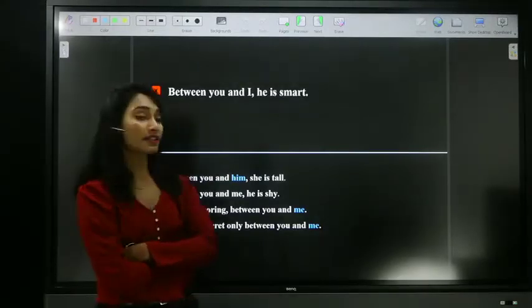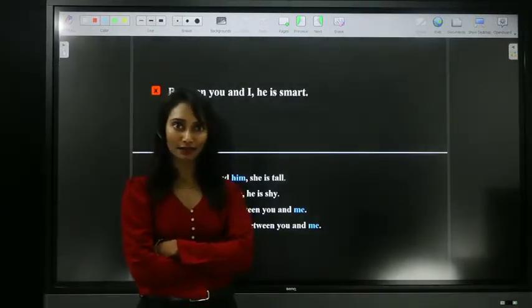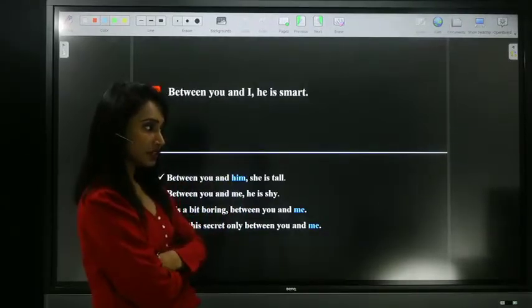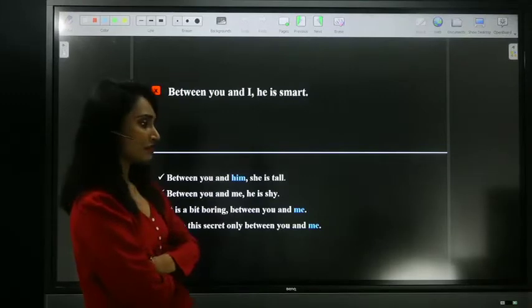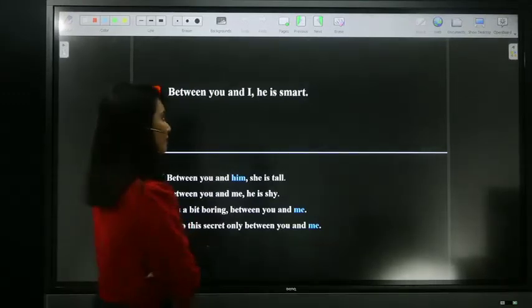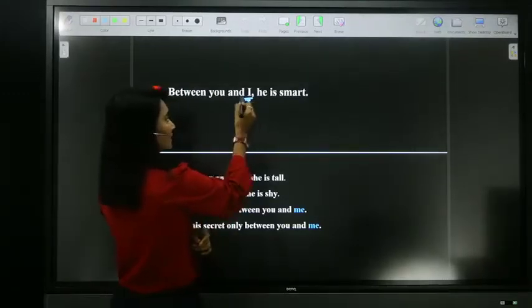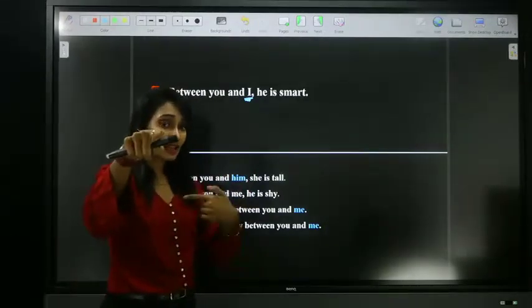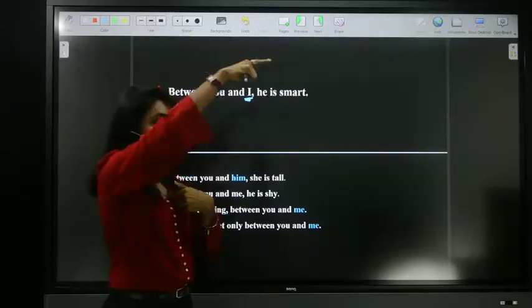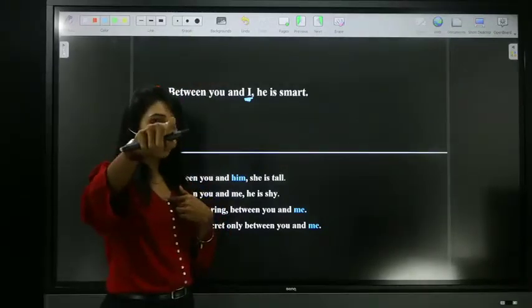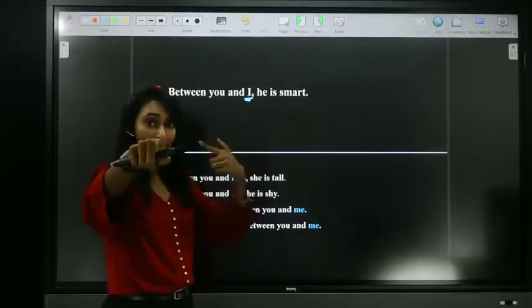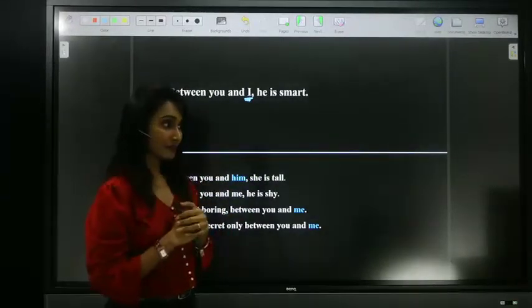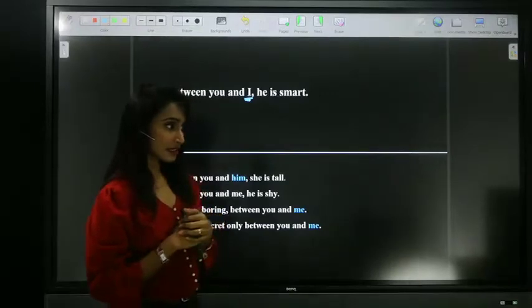Between you and I, he's smart. You and him, you and him. Why him? Why are we talking about third person? Here I'm telling you and I. He is a smart person. You and I, he is a smart person. That is what I'm telling. Between you and I. So think again. Kartikeyan and Swapna.